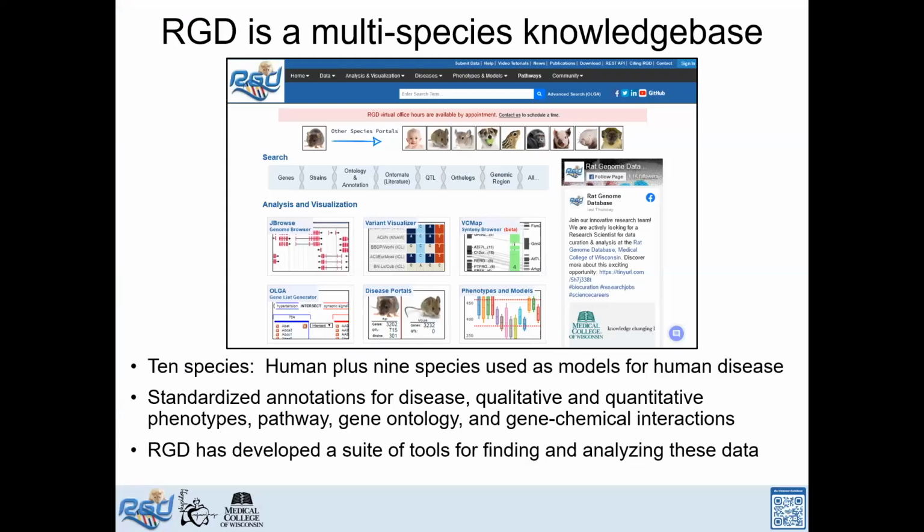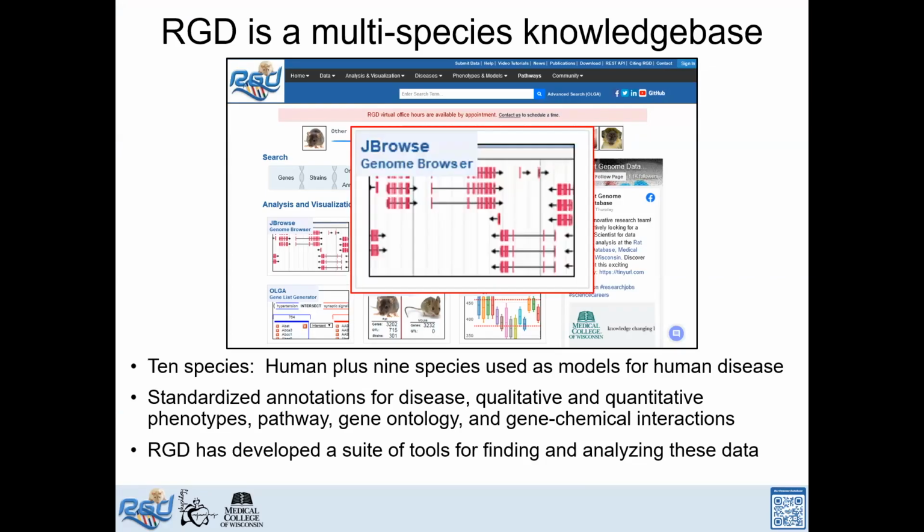So most of the people in this room probably don't need an introduction to RGD, but if you do, RGD is a multi-species knowledge base. We hold data for 10 species, including human plus 9 species used as models for human disease. We produce and also integrate standardized annotations for disease, qualitative and quantitative phenotypes, pathway, gene ontology, and gene chemical interactions. And RGD has also developed a suite of tools for finding and analyzing these data. And I'd like to talk to you today about 2 of them.